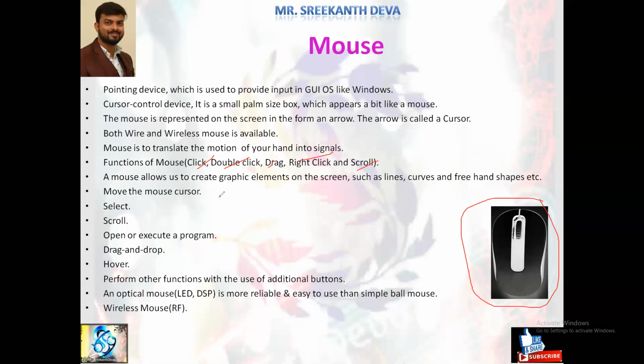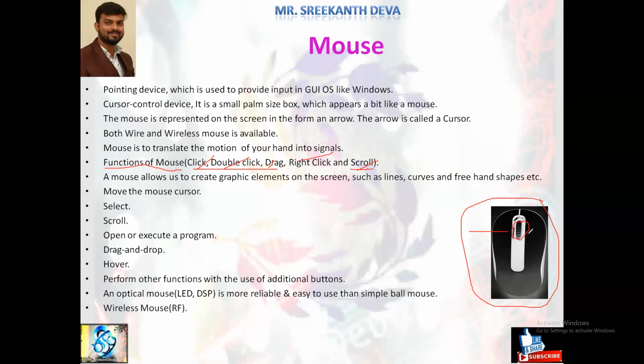Scrolling is the property of the mouse by which it can scroll the window vertically. A third button is called the scrolling button. See, these are all functions of the mouse, like click, double click, drag. Generally these click, double click, drag are done with the left button. Another is right click, and another button is there, scroll. Using this middle button, we are able to scroll.